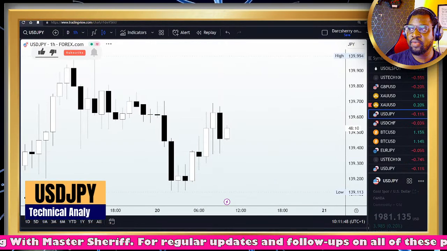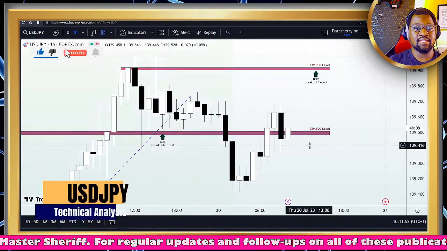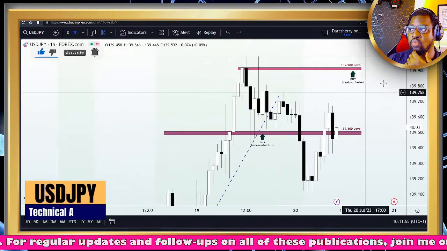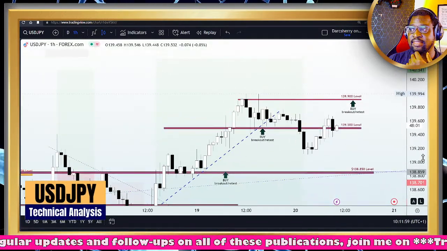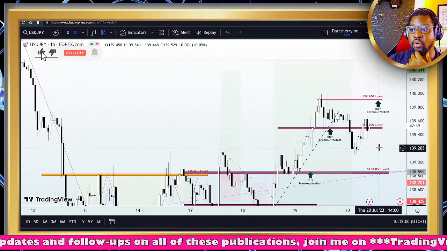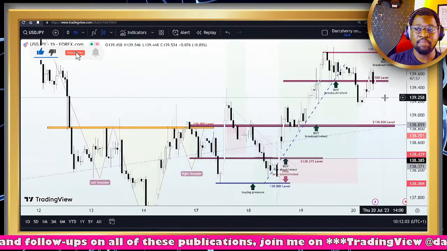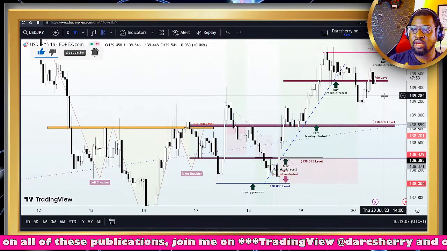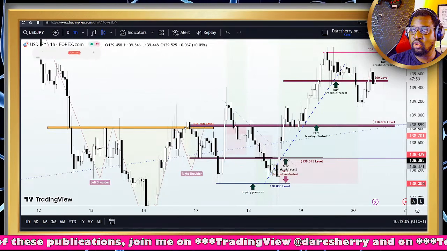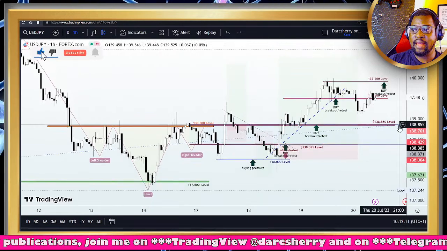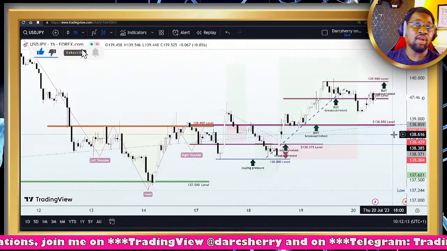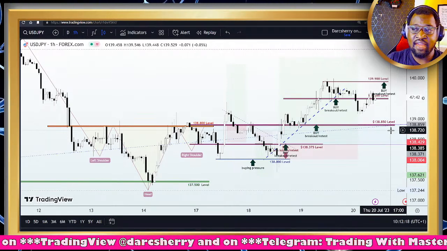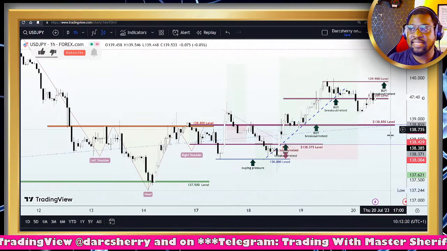So the last instrument on our watch list for today is, of course, the USDJPY. On the USDJPY, it's very interesting. Remember, let's run through how things evolved during the course of the week. At the beginning of the week, we acknowledged the appearance of a reversal pattern in the form of a head and shoulder pattern here.